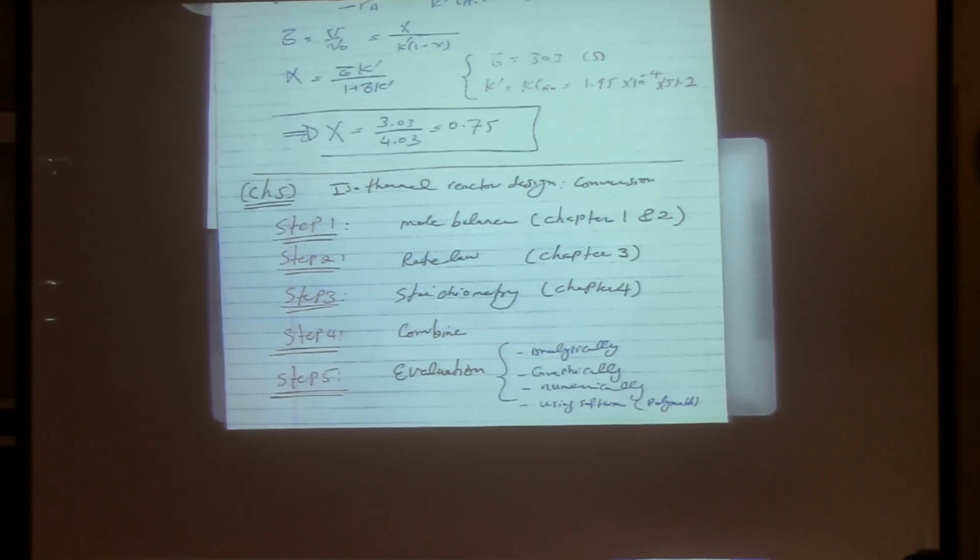So we're going to repeat this once. Again, the example is A plus B gives 2C with the exact data of the previous example. And we're going to just find the conversion, this time for a plug flow reactor. Okay? So any question with respect to these steps?